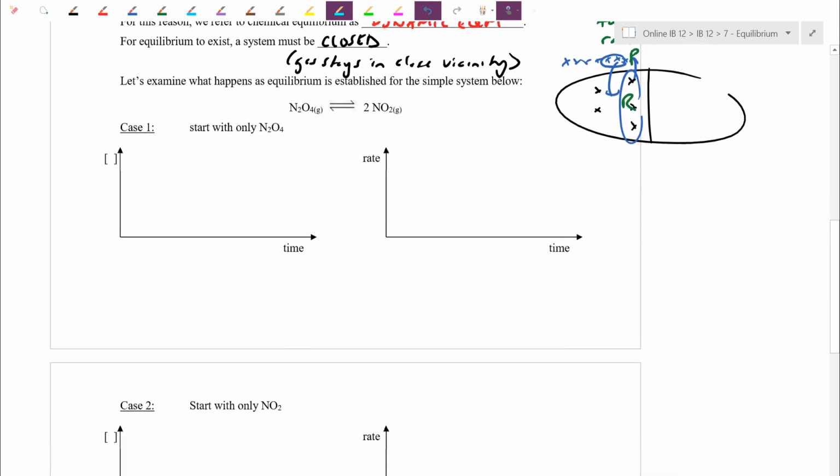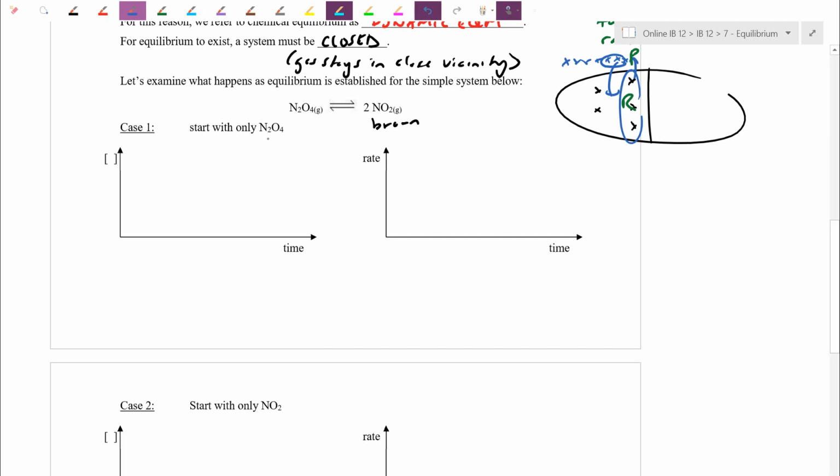Let's examine what happens to equilibrium established for the simple system below. So we have dinitrogen tetroxide here forming 2NO2. The NO2 chemical is actually a brown colored molecule. So the more NO2 I have in the container, the color intensity of the brown actually increases. So a couple different cases over this next page here.